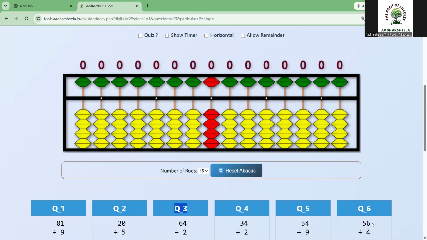Now we are going to start one more example just for better clarity. I'll take the example 56. So I'll make 5 here, 6 here, right? And here we have 4. So now my question on my abacus tool is 56 divided by 4. Again, here we have number 5, and then I will start with the division by 4.